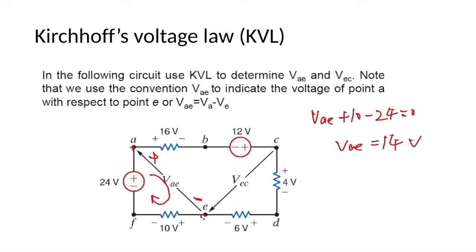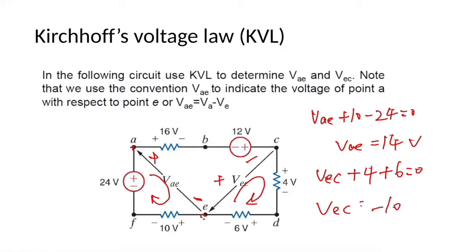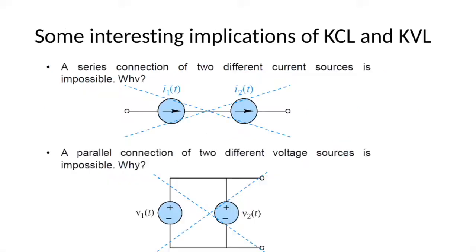And how about VEC? For VEC, we choose this loop. So VEC plus 4 plus 6 equals 0. So VEC equals negative 10 volts. In your homework, you will have similar problems.